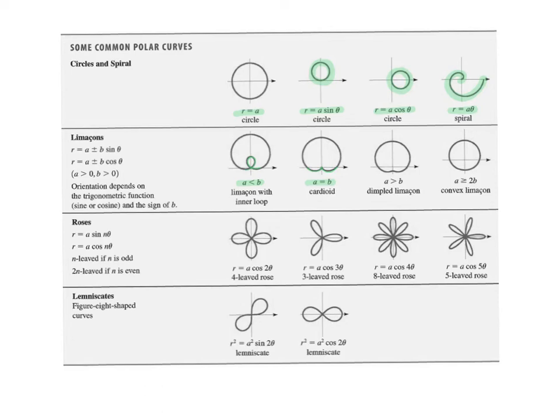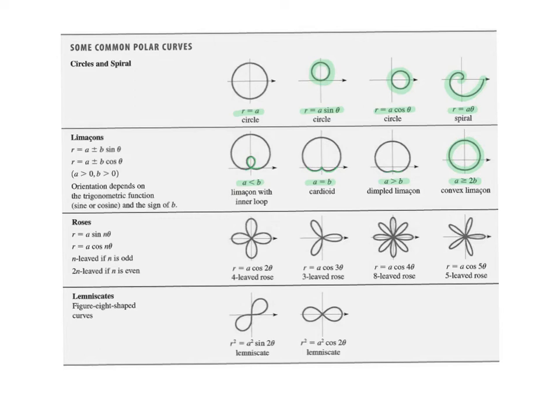If a is greater than b, which would be this third graph, then it still looks like a heart. It's just getting rounder. And then if a is greater than or equal to 2 times b, you end up with this circle, sort of. It's a little bit flat, but it's like a shifted circle.